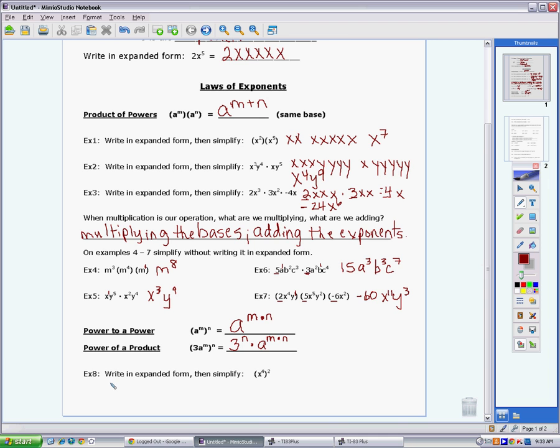So example number 8 here. Write in expanded form, then simplify. Okay, well, x to the 4th raised to the 2nd power. So x to the 4th is my base. So I'm going to have x to the 4th times x to the 4th. Okay, now our law of products comes in because now I'm multiplying x to the 4th times x to the 4th, and we add the exponents at this point. So I get x to the 8th power. Now, because I expanded it, let's look back and see. If I multiply 4 times 2, do I get 8? And yes, I do. Go on to page 2.